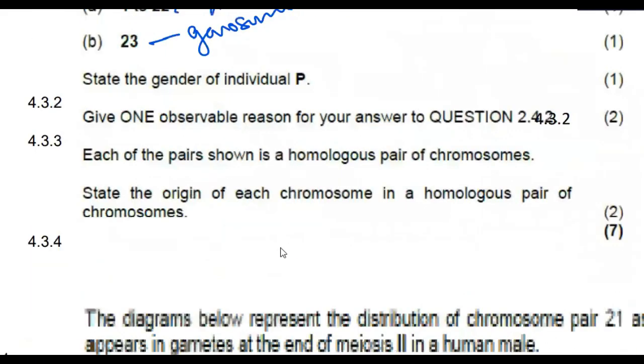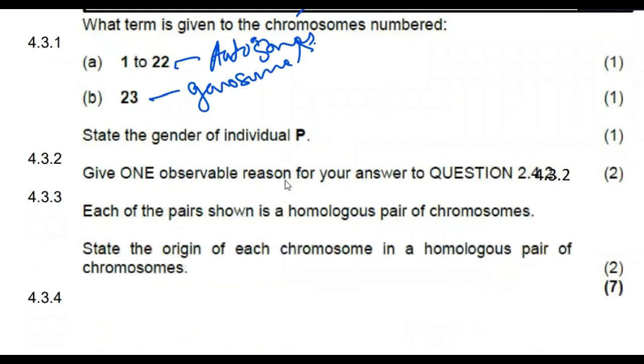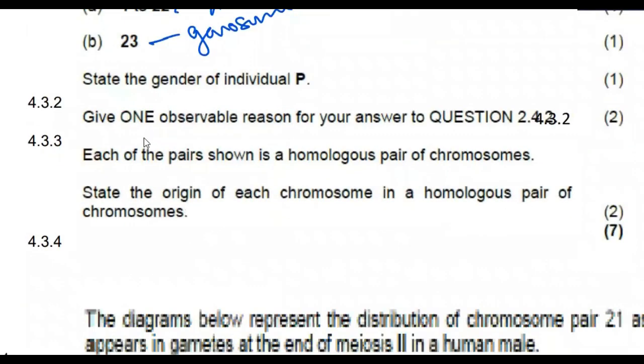Give one observable reason: the chromosome pair number 23. One chromosome is bigger than the other, therefore one is X, one is Y, hence the person is a male. Then, we have seen it, each of the pairs shown is a homologous pair of chromosomes.